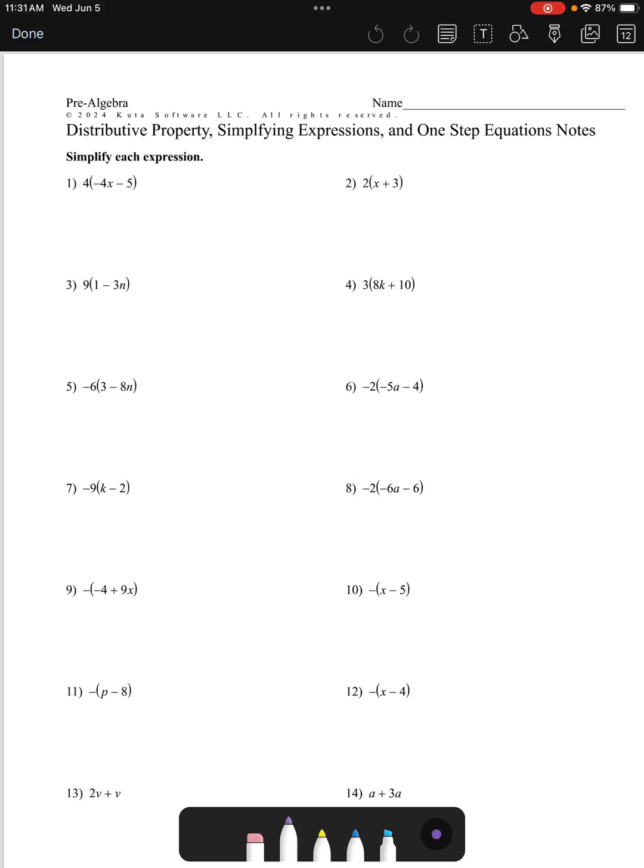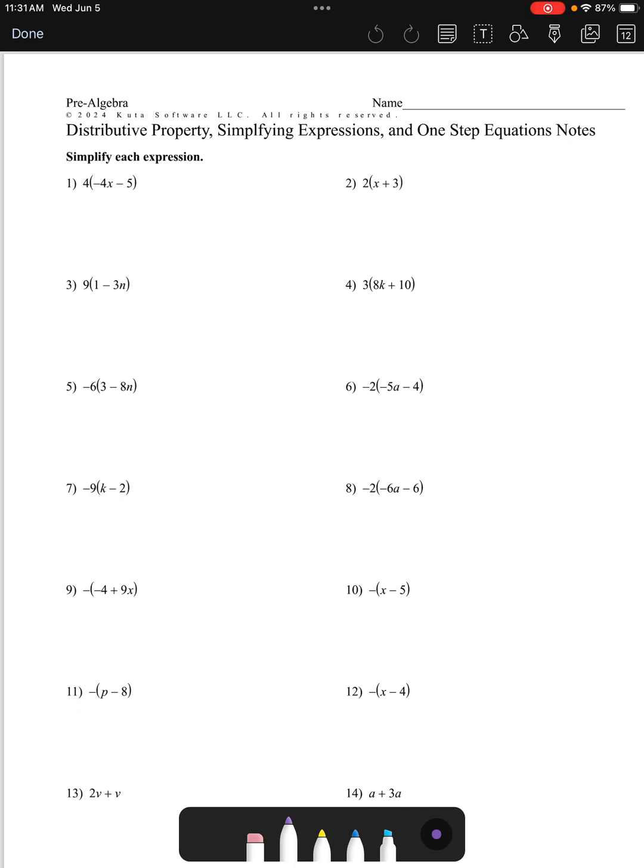In today's video, we are going to begin looking at the distributive property. And you can see this section of notes covers a wide variety of things. We have the distributive property, which we're going to have 3 videos on, simplifying expressions, and solving one-step equations. And these are all together because they are building blocks for where we are going to next.